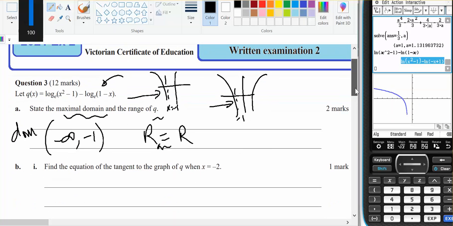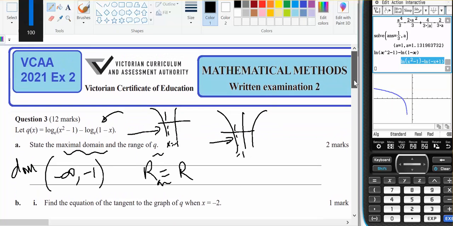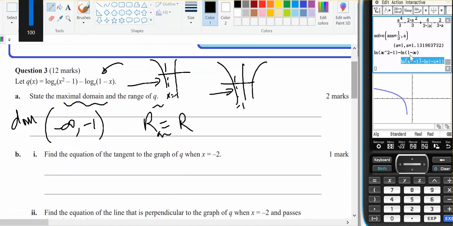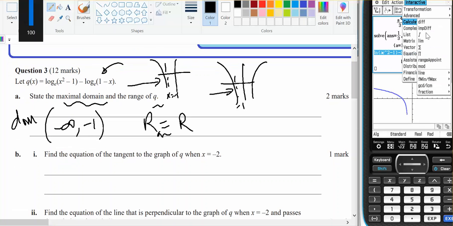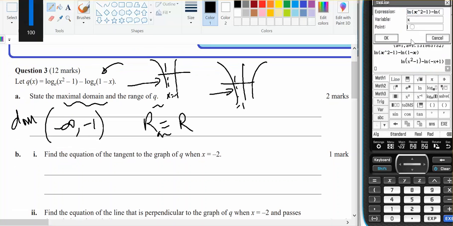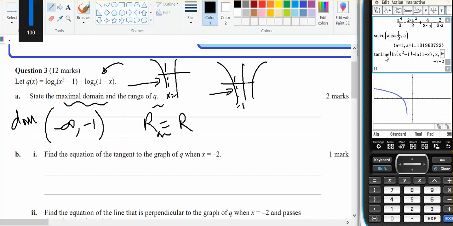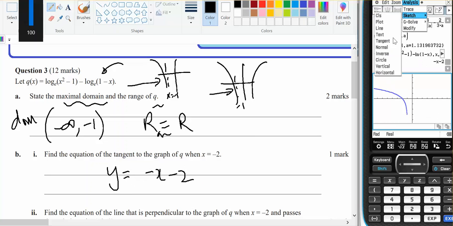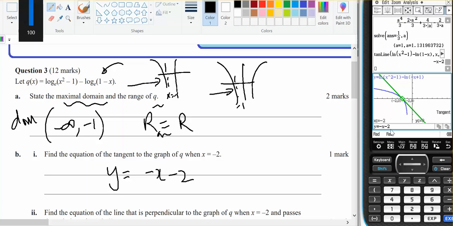Okay, find the equation of the tangent to the graph of Q when x equals -2. Okay, so I'm going to come over here. It's a 1-mark question, interactive calculation, line, tan line, at x equals -2. And I'm going to have y equals -x -2. I can confirm that by doing sketch, line, tangent at -2. It drew it, and when I press XE, it gives me the equation down the bottom, which confirms.